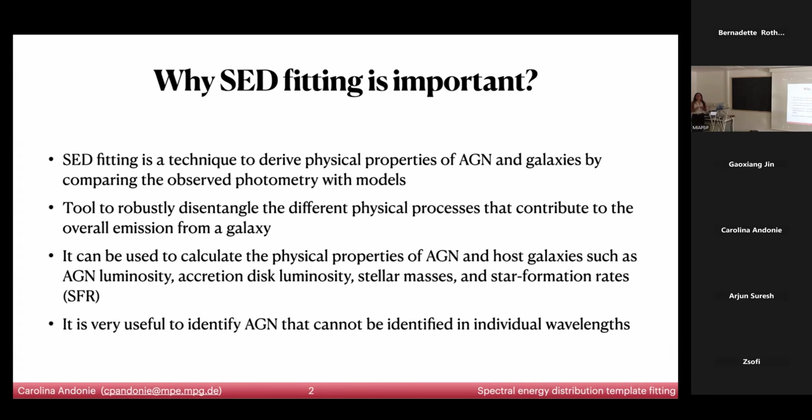And for me, I use it in particular to identify AGN that cannot necessarily be identified in one single photometric band. Maybe a source doesn't look like an AGN in the X-rays, or well, detected in the X-ray is an AGN, but maybe only in the optical or in a few infrared bands. But if I have the entire information from the UV to the far infrared, actually I can identify an AGN.